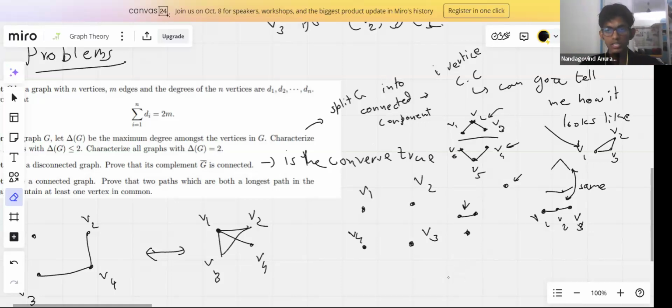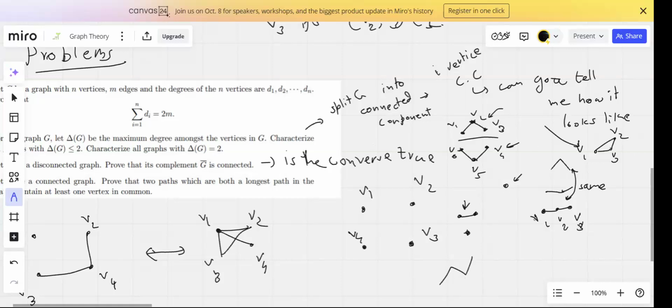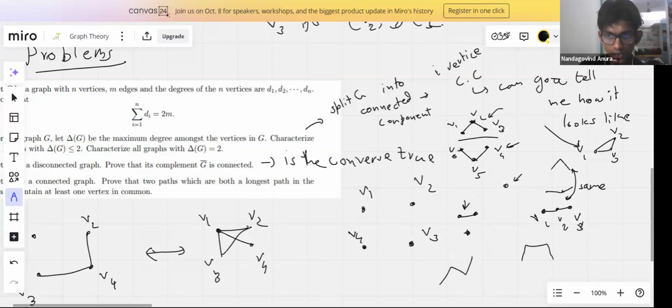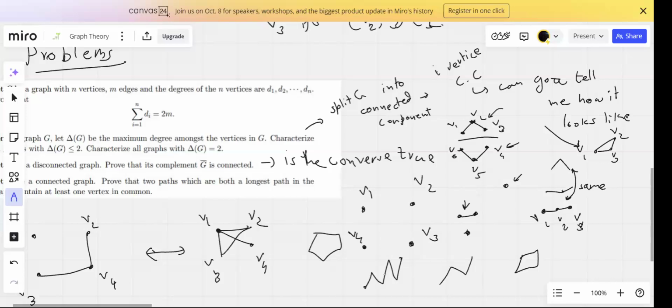Can I say that it always looks like this? No, it can be a circle also. It can be a cycle, right? So can I say in general, when it's n vertices, it's either the n cycle or the n line? I'm getting a feeling it's true, but I can't seem to prove it right now.